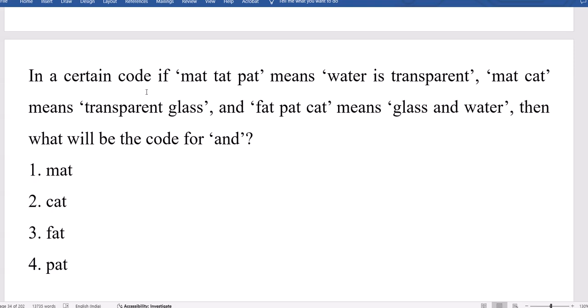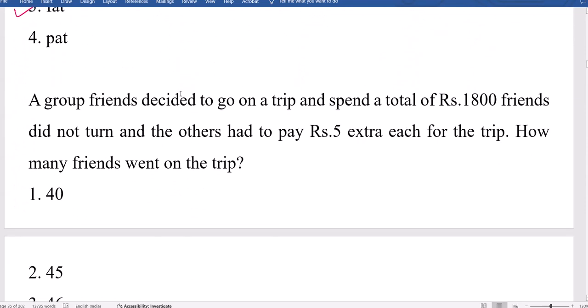Don't see the middle one, last one, not like that. 3, fat. See, it's simple. You see which words are repeated in the remaining. Here, PAT is repeated, water gone. Here and here, glass is repeated, mat, cat gone. So the only thing available is fat. You can directly compare by seeing. Don't waste time in the exam writing that and all. You can just compare by looking at it.